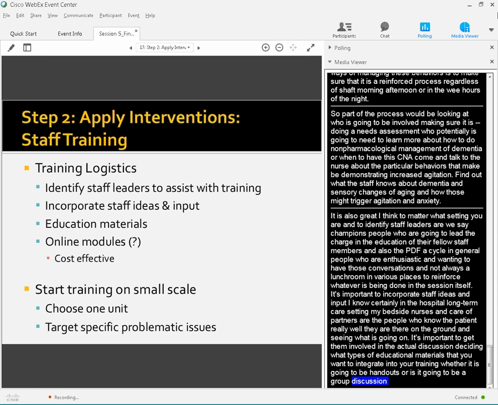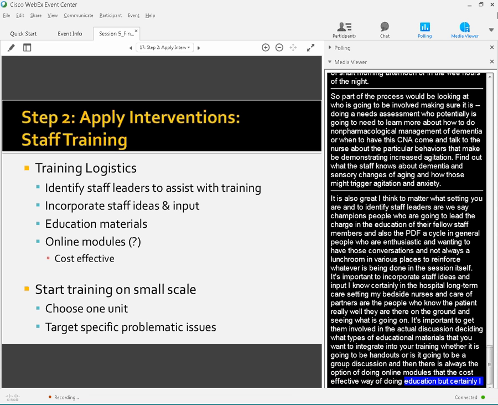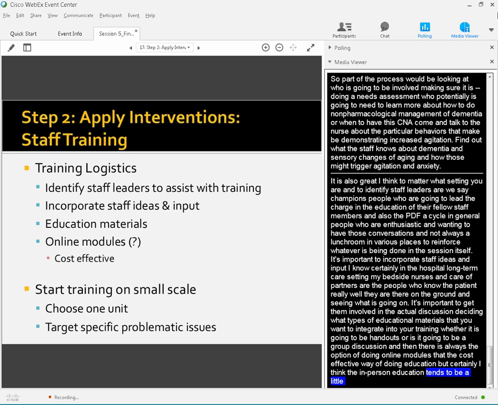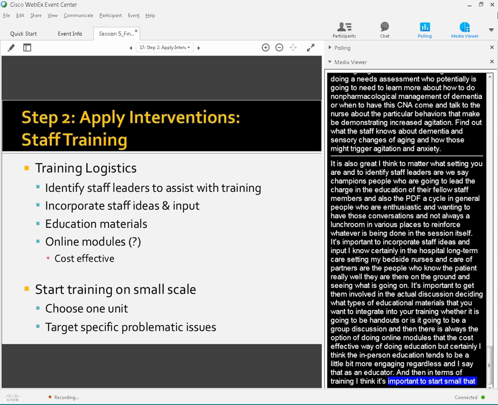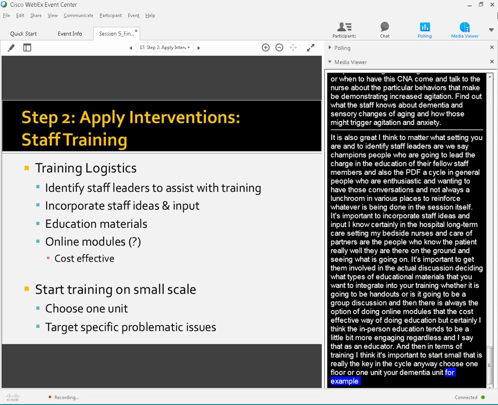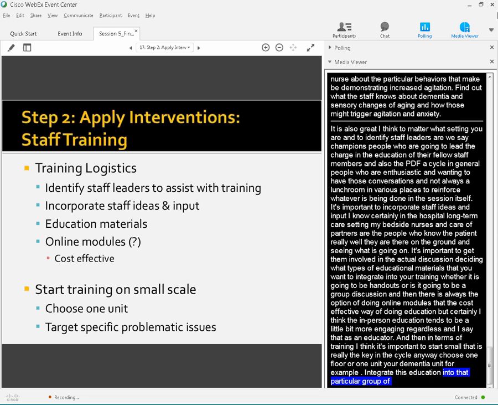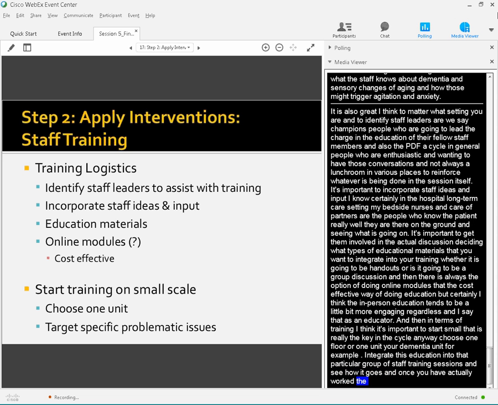And then in terms of training, I think it's really important to start small. That's really the key in a PDSA cycle anyway. Choose one floor or one unit, your dementia unit, for example, and integrate this education into that particular group of staff training sessions and see how it goes. And then once you've actually sort of, quote unquote, worked the bugs out, then consider moving to other floors and growing your particular training.